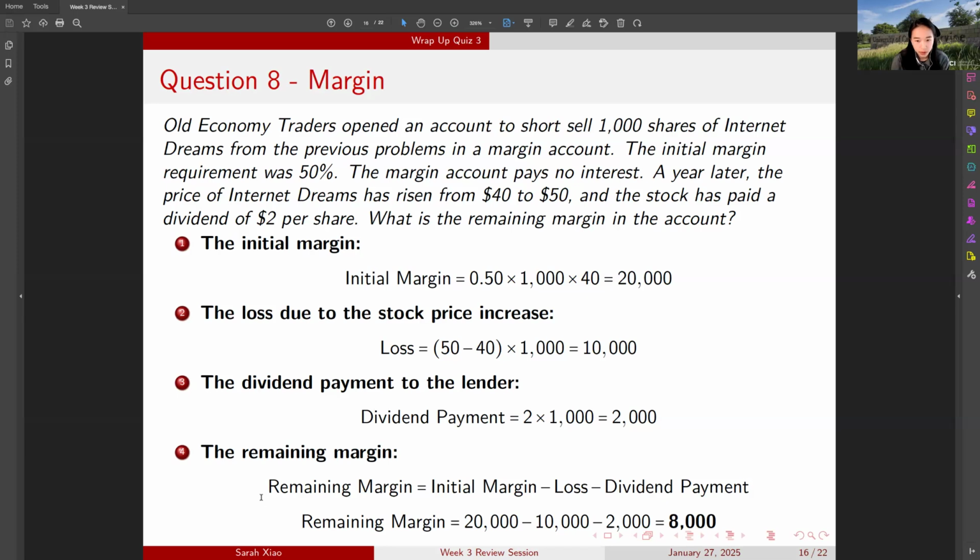All right, so the final step is to calculate the remaining margin in the account. We take the initial margin minus the loss from the stock price increase and the dividend payment. So plugging in the above three numbers, we get the final answer of $8,000, which is the remaining margin in the account.